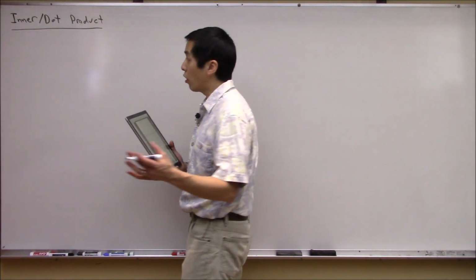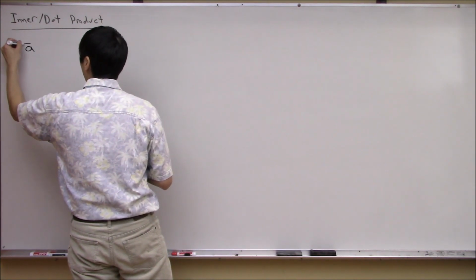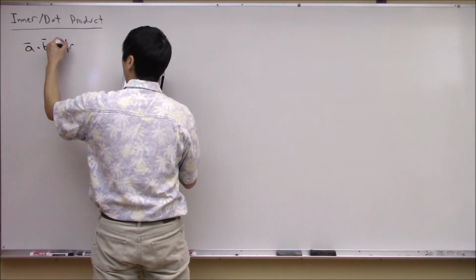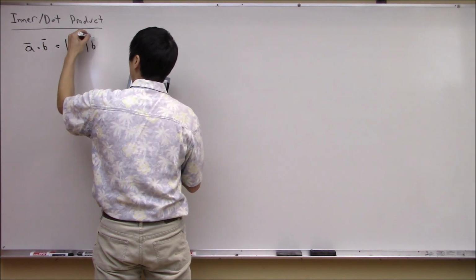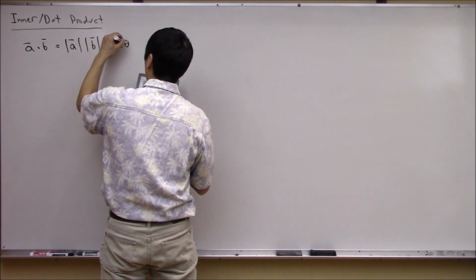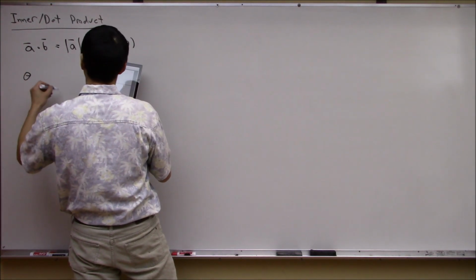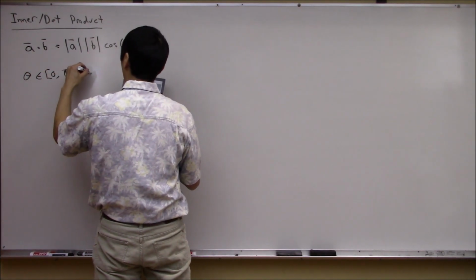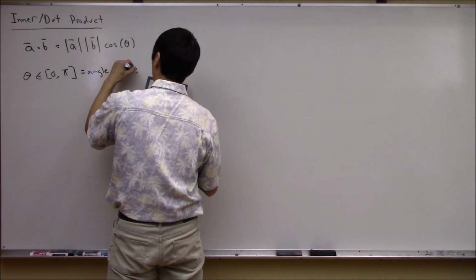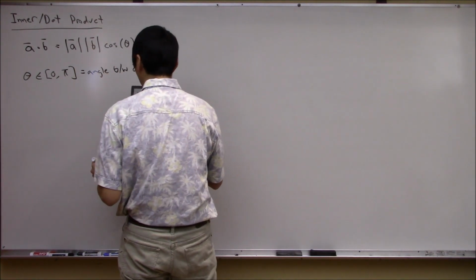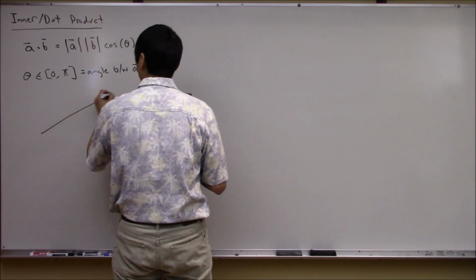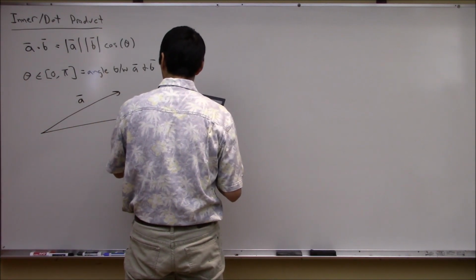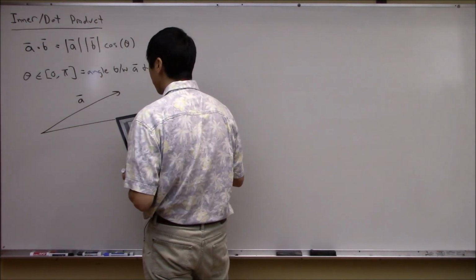What's also interesting about the inner product is that A dotted with B could alternatively be written as the magnitude of A times the magnitude of B times cosine of theta. And here, theta is a value between 0 and pi, which is the angle between the vectors A and B. So I think this warrants a picture. Let's say you've got a vector A like this, and you've got a vector B like this.